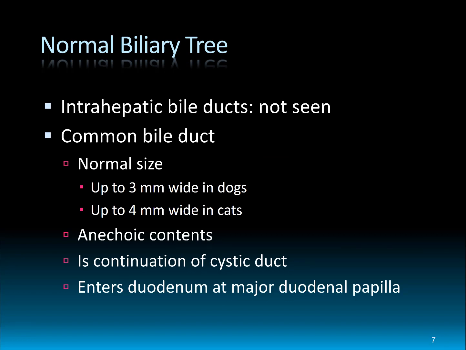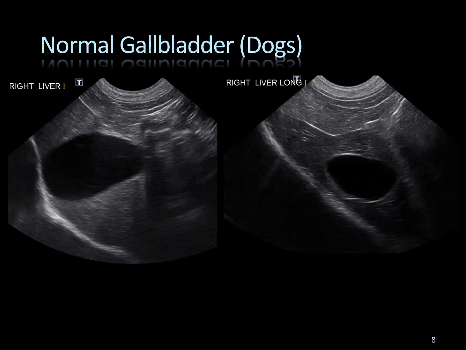We don't normally see the intrahepatic bile ducts. If you do see them, that's indicative of biliary obstruction, which we'll talk about shortly. The common bile duct and cystic duct, but again, it's pretty short. Common bile duct normally is up to 3 millimeters wide in a dog and up to 4 millimeters in a cat. Any bigger than that, and we're somewhere in the inflammation or obstruction range. As with the gallbladder, the contents of the common bile duct should be anechoic, and we should be able to follow it ideally to the duodenal papilla at the duodenum.